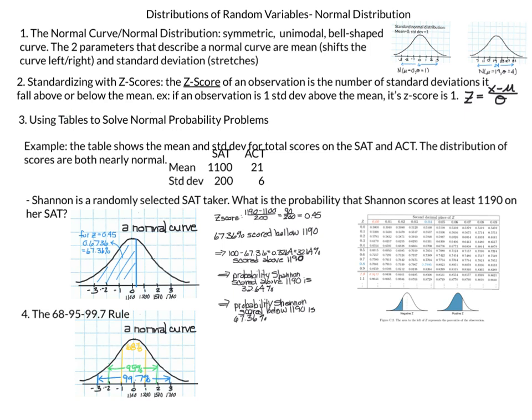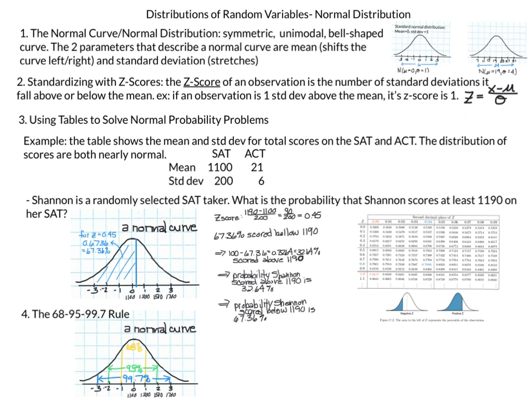And we use tables to solve normal probability problems. Our example here was this table, which shows the mean SAT score of 1100 and standard deviation of 200. If Shannon is selected randomly from a list of SAT takers, what's the probability that Shannon scores at least 1190 on her SAT? So what we did is we took the 1190 and converted it into a z-score. So 1190 minus the mean, that's 90 points higher than the mean, divided by the 200 standard deviation. So that gives us 0.45 standard deviations above the mean.